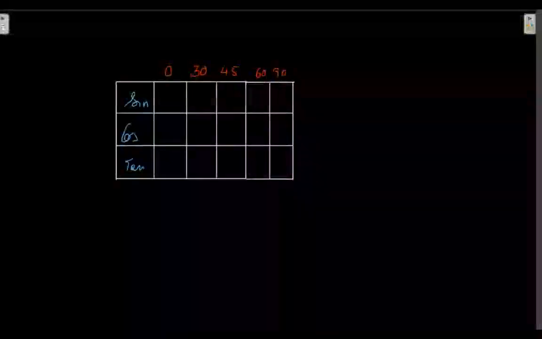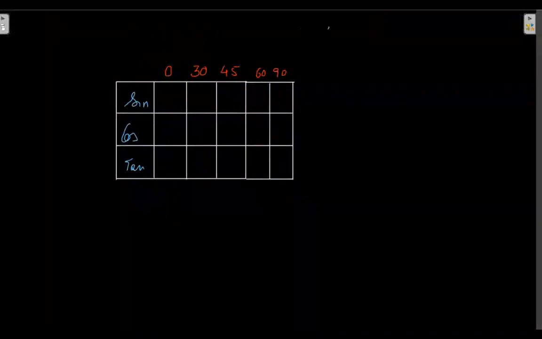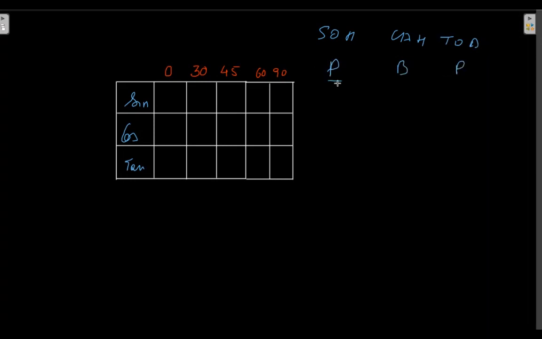Welcome back. In the previous video, we discussed something called SOHCAHTOA. Another mnemonic for this was Pandit, Badri, Parshad, Har, Har, Bole. Wherein this is sine, this is cos, and this is tangent.